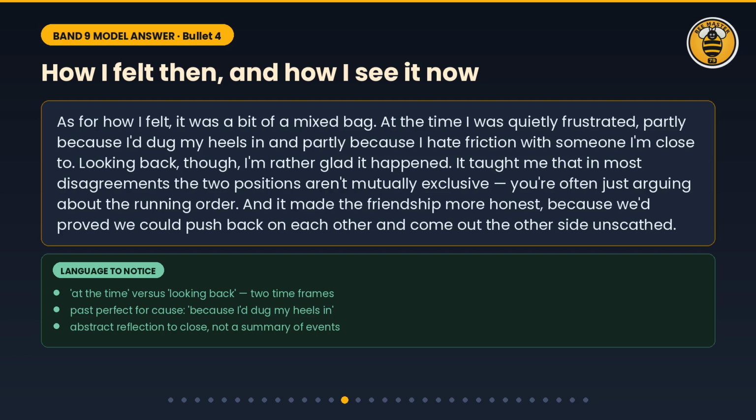As for how I felt, it was a bit of a mixed bag. At the time, I was quietly frustrated, partly because I dug my heels in and partly because I hate friction with someone I'm close to. Looking back, though, I'm rather glad it happened. It taught me that in most disagreements, the two positions aren't mutually exclusive. You're often just arguing about the running order. And it made the friendship more honest because we'd proved we could push back on each other and come out the other side unscathed.